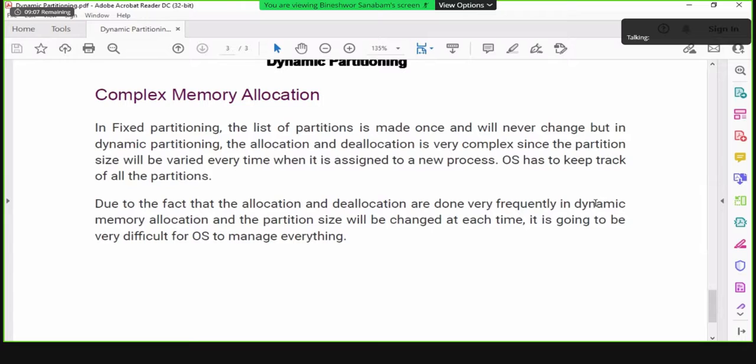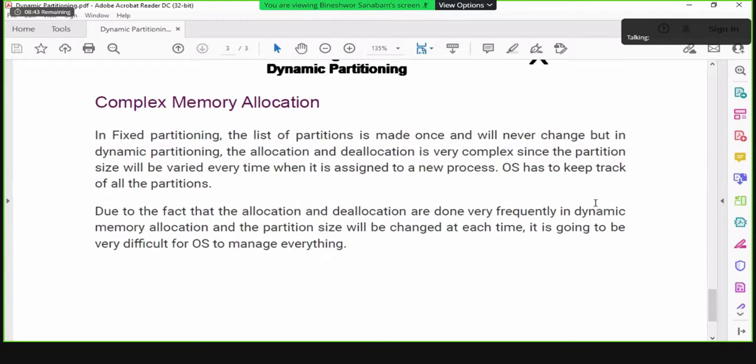In fixed partitioning, there is no complex case of memory allocation. Everything is fixed and nothing can be changed. While in dynamic partitioning, the allocation or deallocation of partitions has to be maintained by the OS. It is a difficult task for the operating system to manage all this dynamic memory partitioning.